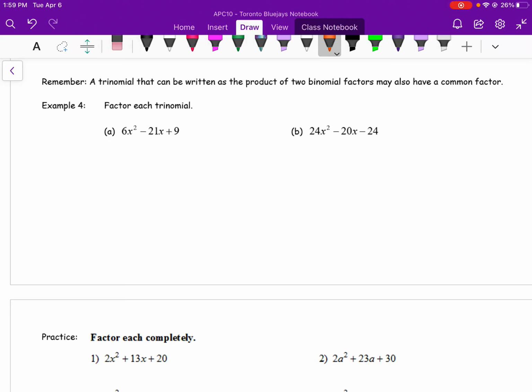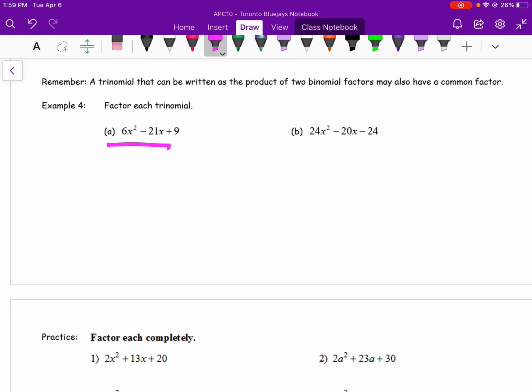All right, here we are. I'm going to tackle these questions. Really super important: always look for a greatest common factor that exists amongst the terms.